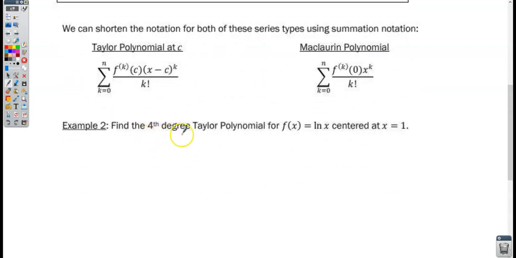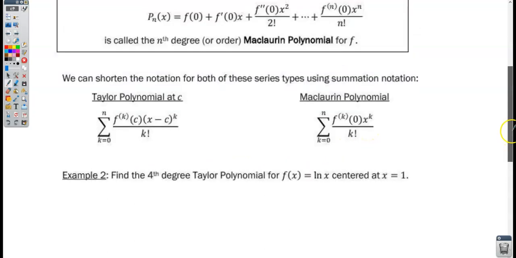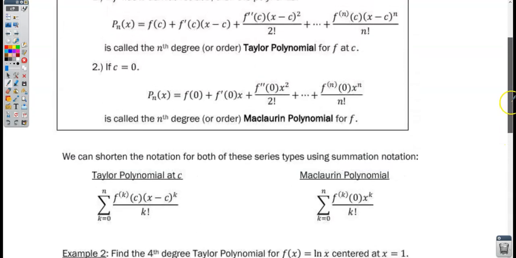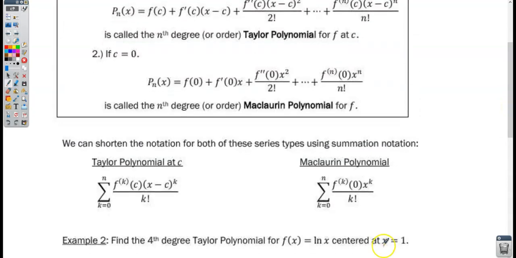We're finding the fourth degree Taylor polynomial for f of x equals the natural log of x centered at x equals 1. So let's talk about what this general form is going to look like. First of all, it's centered at x equals 1. That means 1 is our c value.